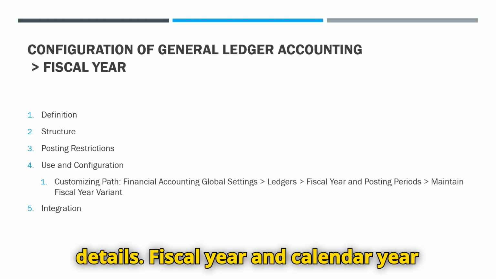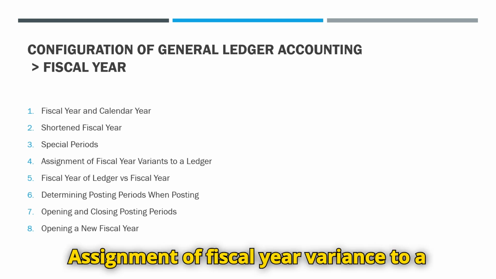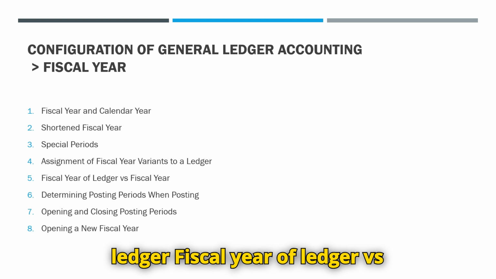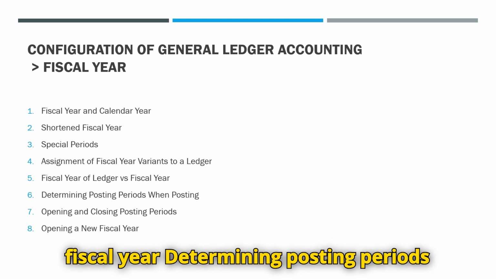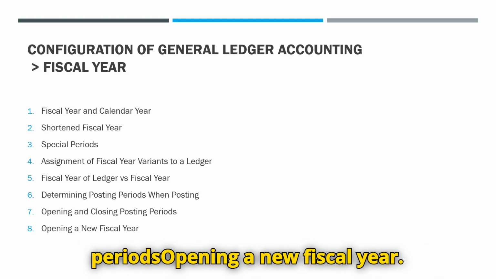Fiscal year and calendar year. Shortened fiscal year. Special periods. Assignment of fiscal year variants to a ledger. Fiscal year of ledger versus fiscal year. Determining posting periods when posting. Opening and closing posting periods. Opening a new fiscal year.